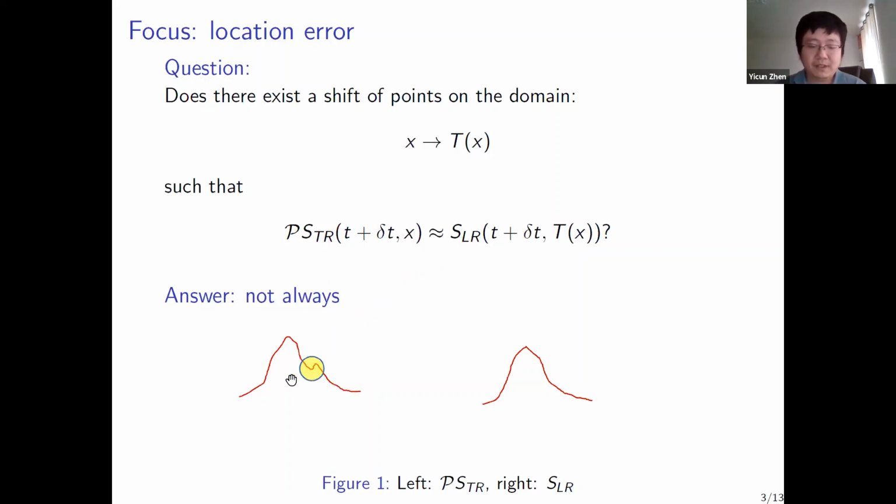For example, if the projection of the true state has a curve point, a turning point like this, while the low resolution forecast does not have this characteristic, then in this case you cannot find the T so that the low resolution solution can be transformed to the high resolution state using a transform T.